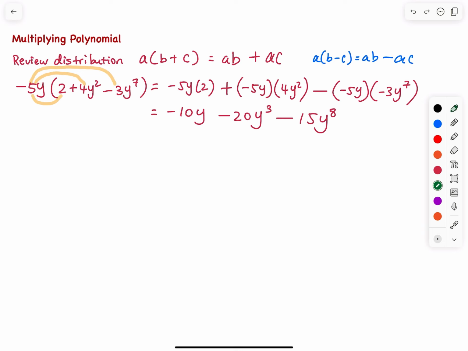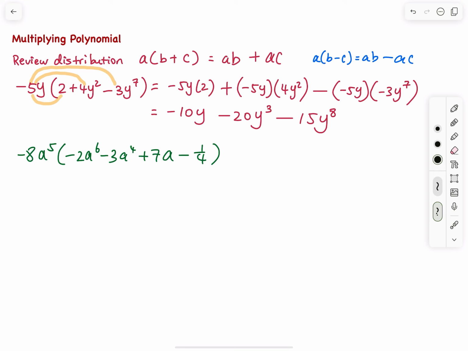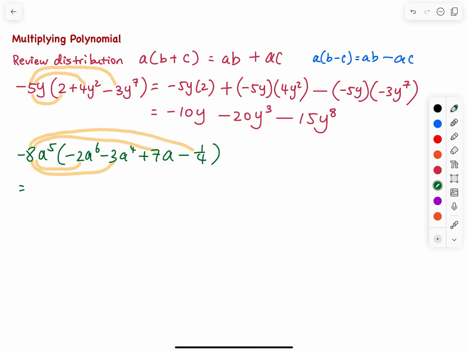So let's say you have a negative a to the fifth minus 2a to the 6th minus 3a to the 4th plus 7a minus 1 over 4. So for the first term, you pick up the negative 8. So you will be doing this, right? You will be doing this, and then times that, and then negative 8 times negative 3, negative 8 times 7, and then negative 8 times negative 1 over 4. That is called distribution.